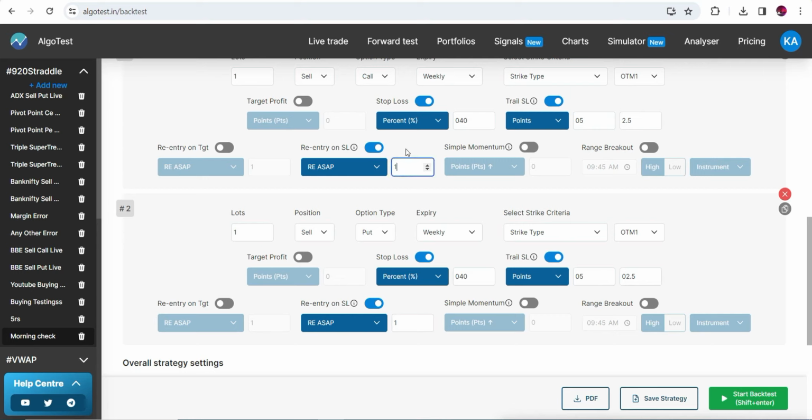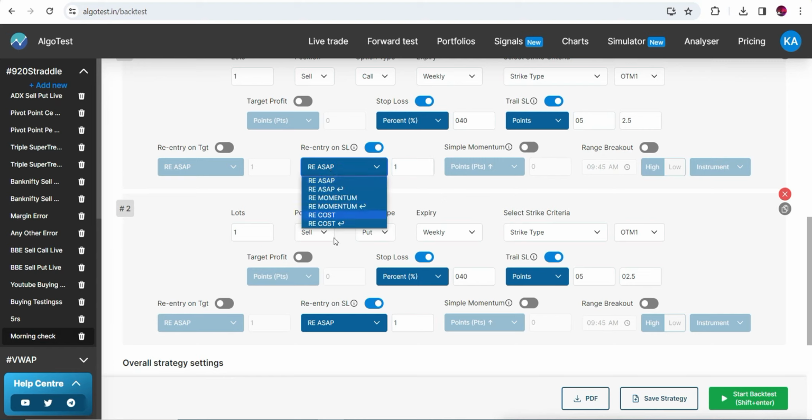For example, our stop loss is hit, 40% stop loss is hit. Now it will re-enter the same leg again. If I put 2 here, it means it can enter 2 times. One time stop loss hit, it will re-enter. Again stop loss hit, again it re-enters. But after that it will not re-enter because we have defined 2 here. I will explain this with a simple example.